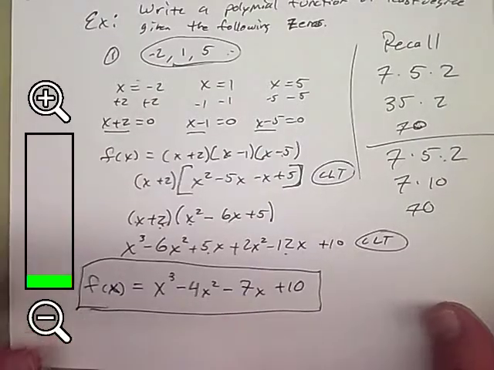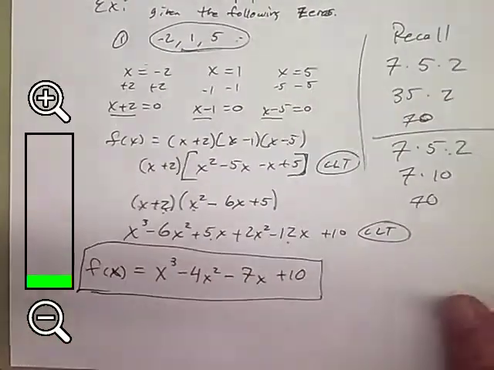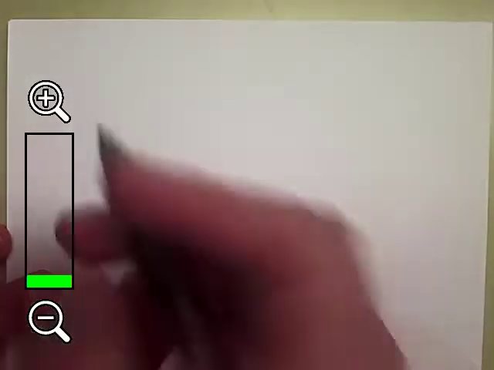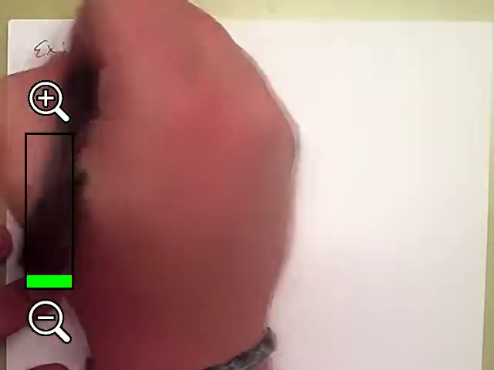I'm going to do one more really quick example. What happens whenever we have fractions and zeros, all sorts of stuff. So the directions are the same. They're going to give us some zeros, and we need to put it into factored form, multiply it out to get it to standard form. All right. So this is our second example.